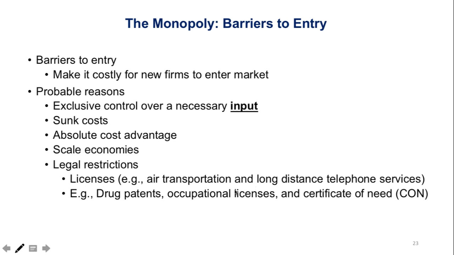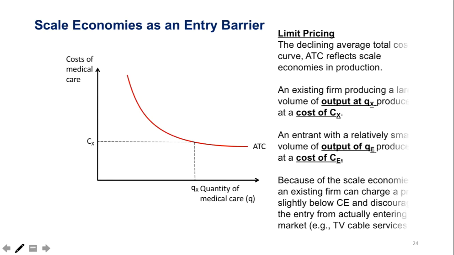For example, air transportation, they need licenses, or long distance companies, telephone companies, they need licenses. So they are monopolizing the market. Or maybe in medical care, there are drug patents, where the government is protecting the R&D, research and development. Or there are occupational licenses for physicians, so not everybody can actually practice, and so on. So that's one reason there is a barrier, basically legal barriers.